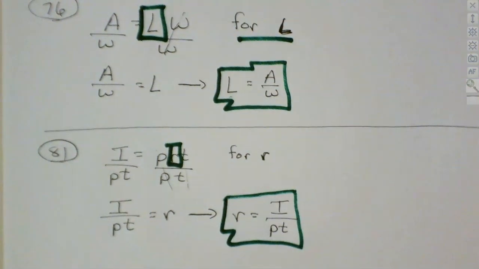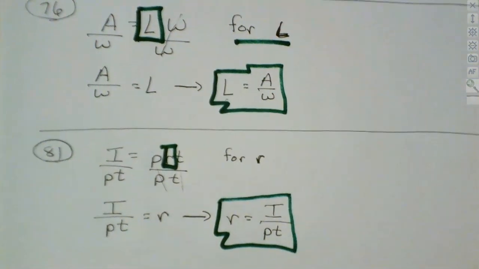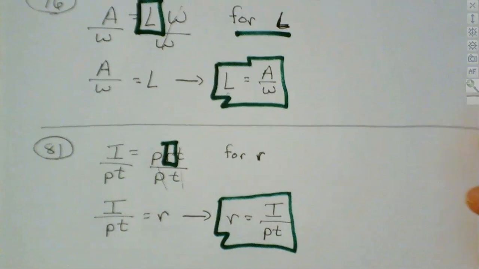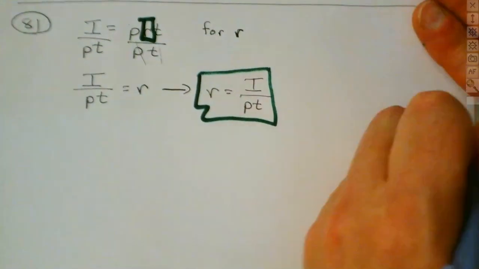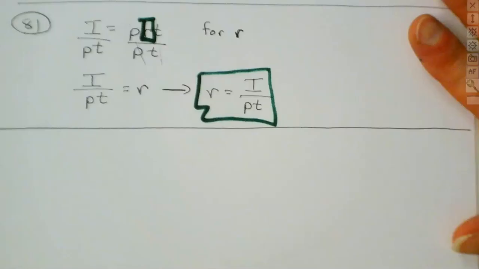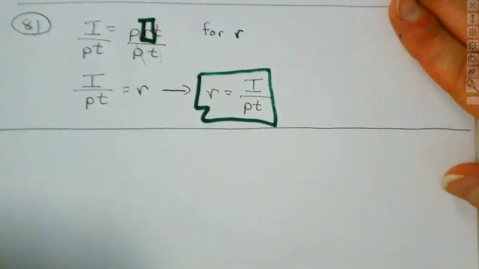Okay, let's do addition. What about question 87? Okay, these were all multiplication. How do we undo multiplication? We use division. Question 87, we're going to be looking at addition.